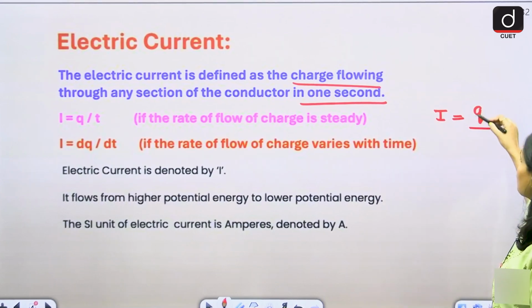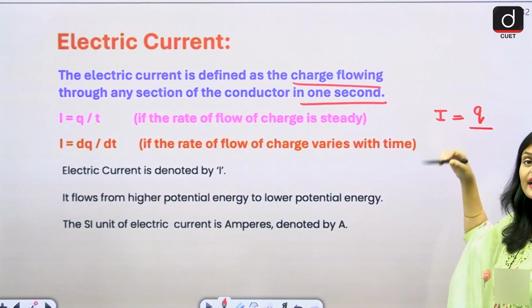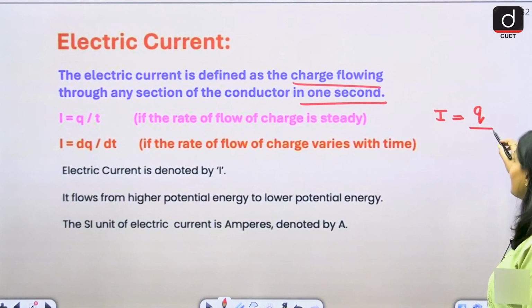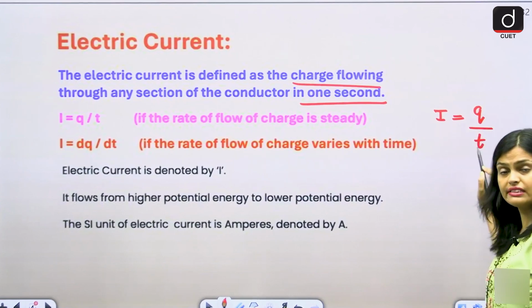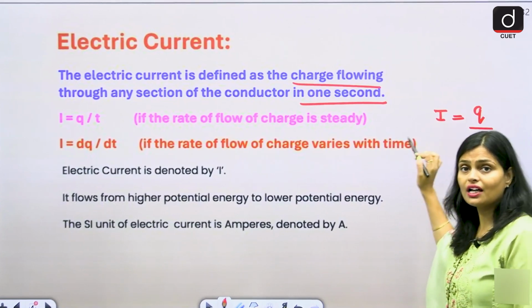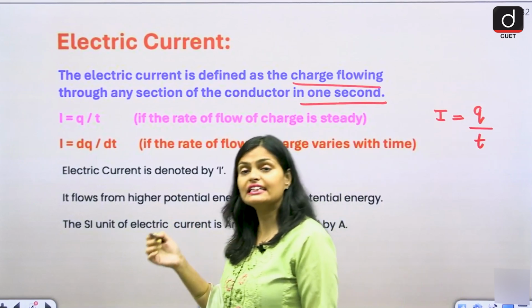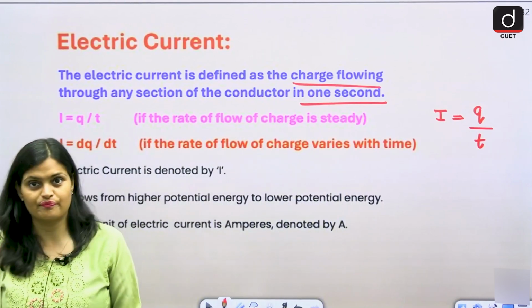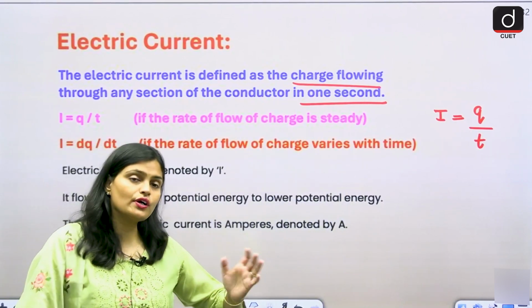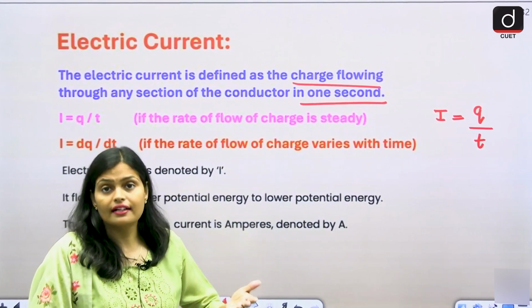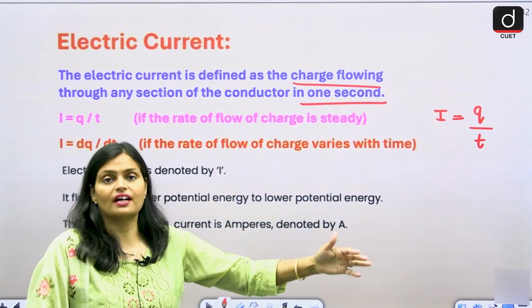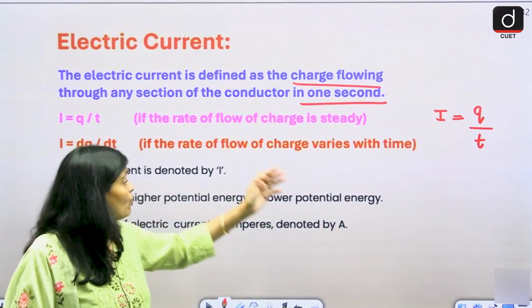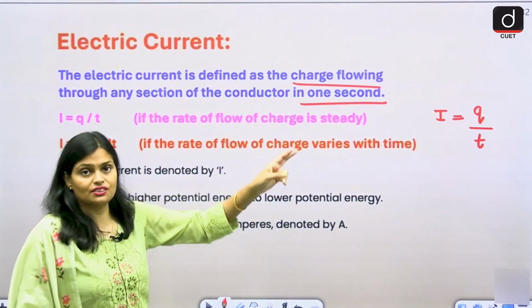So the rate of flow, current is what? The rate of flow of charges, right? So this is charge and this is time. So in T seconds, Q charge flows and the electric current is generated. Am I clear to everyone? So how are you going to define current? Current is nothing but the rate of flow of charge, right?